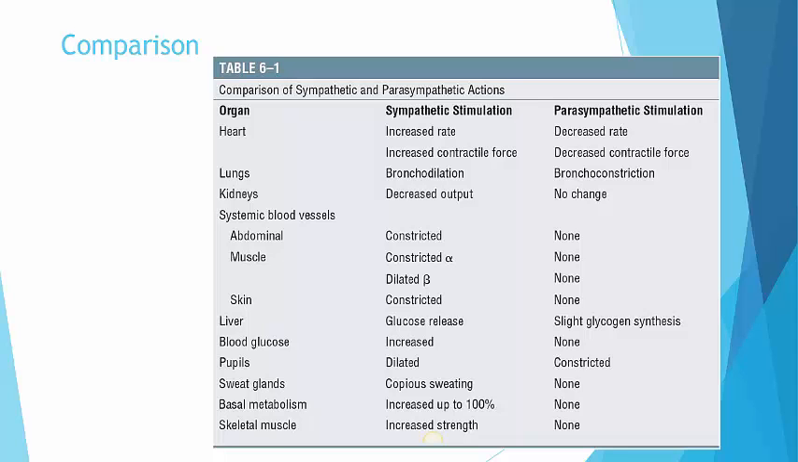For the skin, sympathetic is going to constrict it. In the liver, sympathetic stimulation is going to release glucose, and the parasympathetic stimulation is going to synthesize glycogen. In the pupils, sympathetic is going to dilate, parasympathetic is going to constrict. In the sweat glands, sympathetic stimulation, lots of sweating. Parasympathetic, not so much. The metabolism, sympathetic is going to increase. And in the skeletal muscle, increased strength, whereas the parasympathetic, not as much, and you have relaxation of those sphincters.